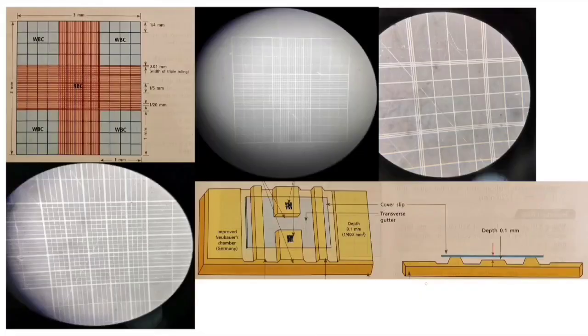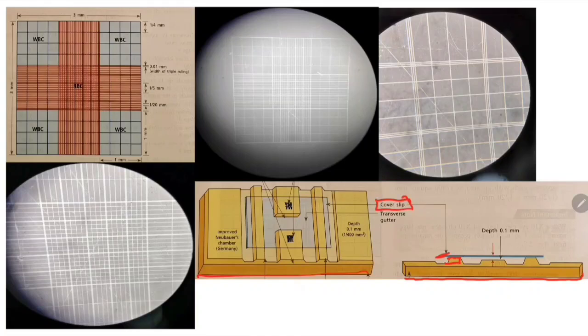Let's discuss the Neubauer slide in detail. We have already discussed something about the Neubauer slide, but just see here. This is the Neubauer slide. This is a thick slide. This is also the Neubauer slide. This is a picture, and here, as I have already told you, there is a gap. This is a side platform. This is the cover slip.